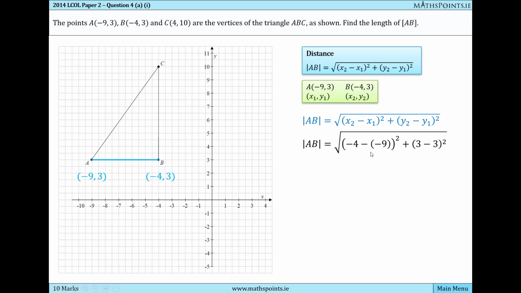-4 minus -9 is equal to -4 plus 9, which is 5. And so we have AB is equal to the root of 5 squared plus (3 minus 3, which is 0) squared. 5 squared is 25, and so AB is the root of 25. So the distance from A to B is 5 units.